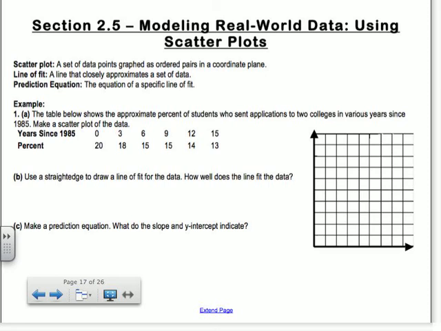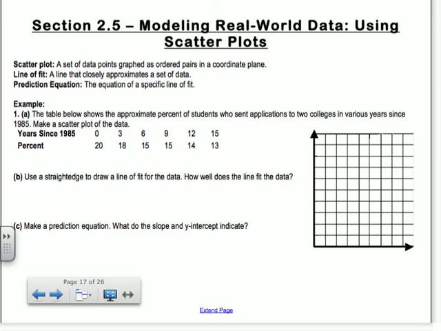So the best line can be found with a calculator. We're not really going to do the calculator method, but we're going to do something similar to what it does in class today. And the prediction equation is the equation of that specific line of fit.